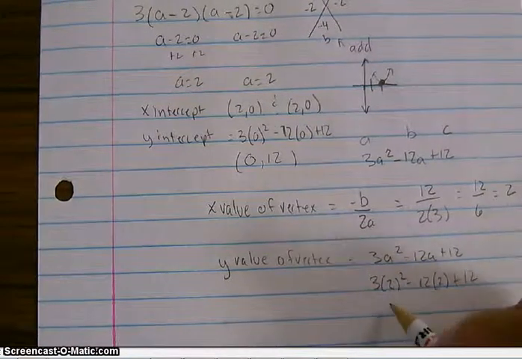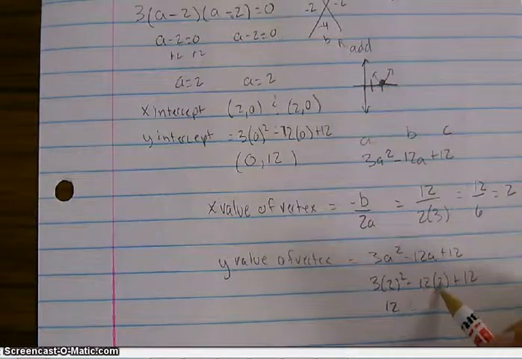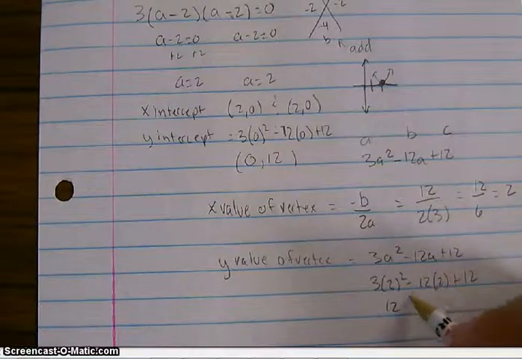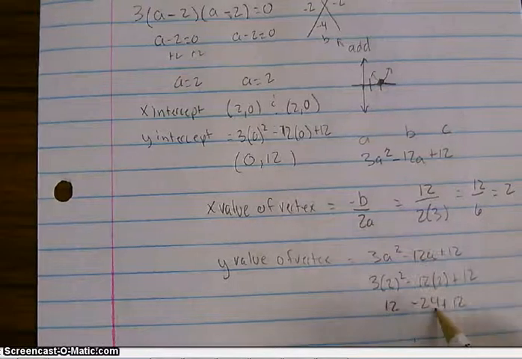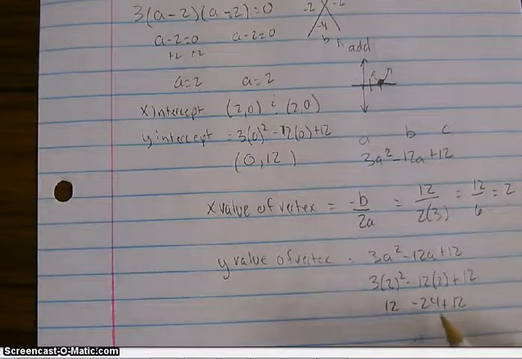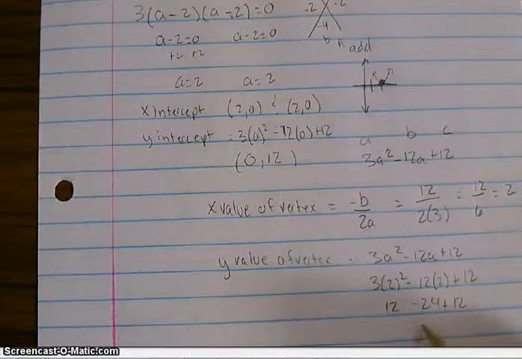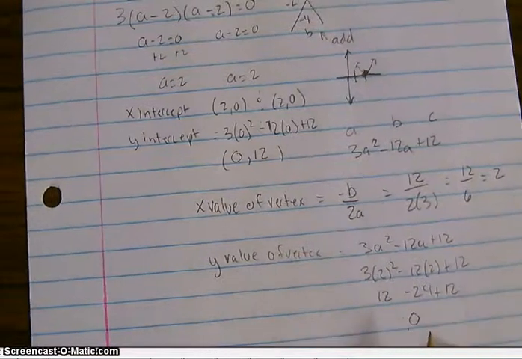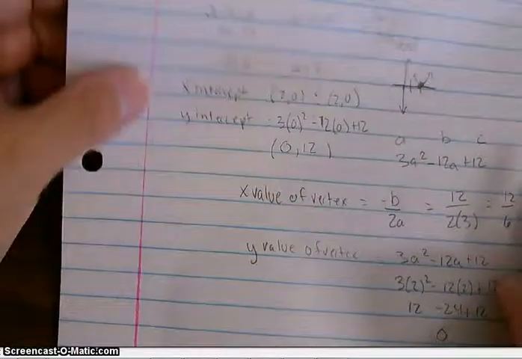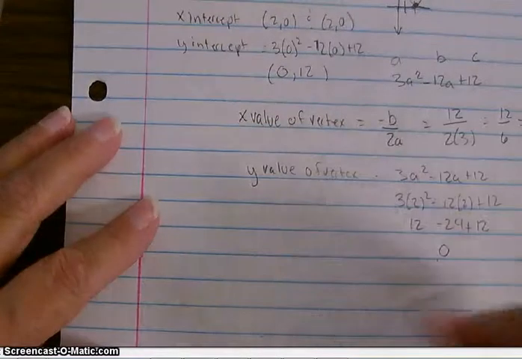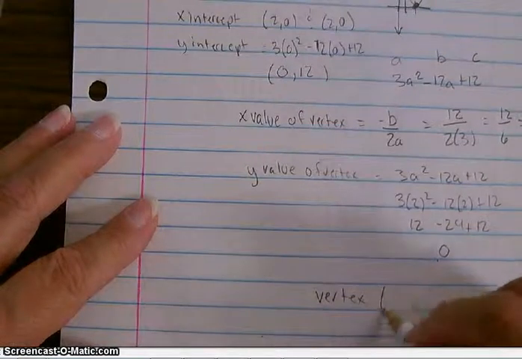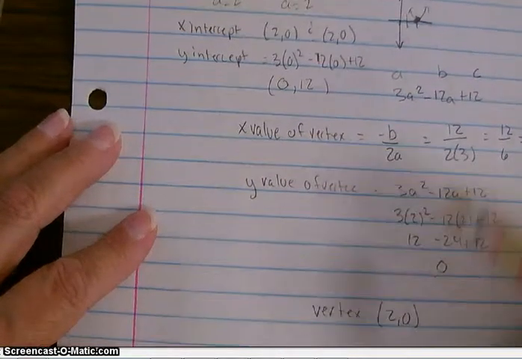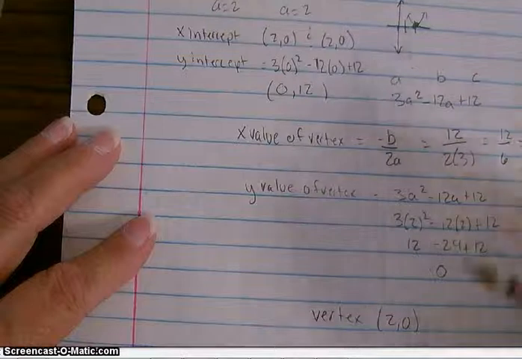2 squared is 4, times 3 is 12. Minus 12 times 2 would be 24, plus 12. So 12 minus 24 is negative 12, sorry, plus 12, and this is 0. So my y value is 0, and my vertex is going to be 2, 0, but we kind of need that because it's my x-intercept. Okay?